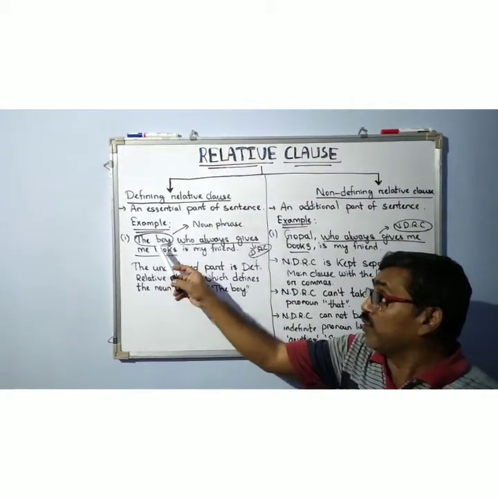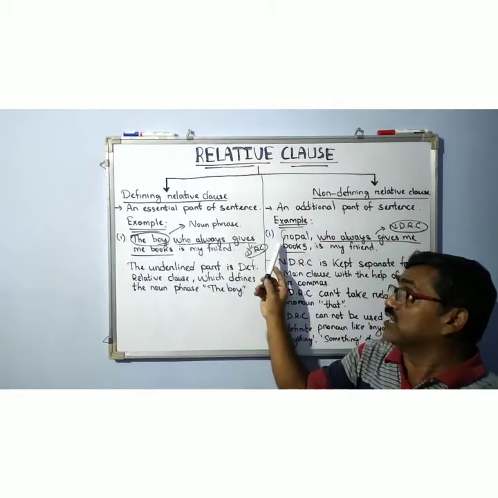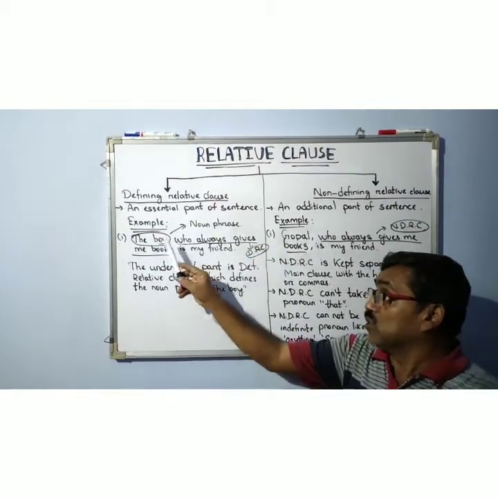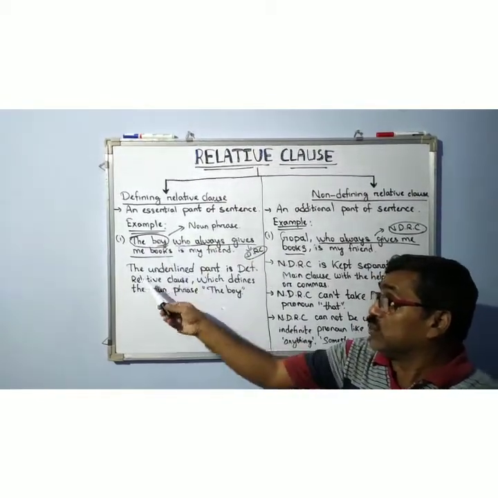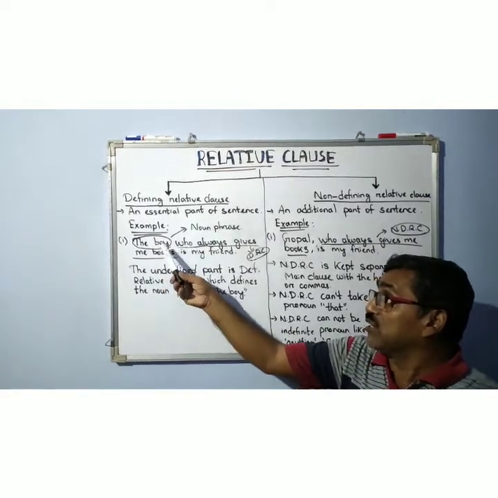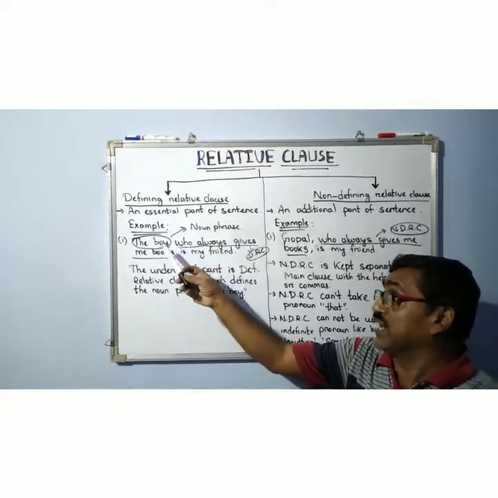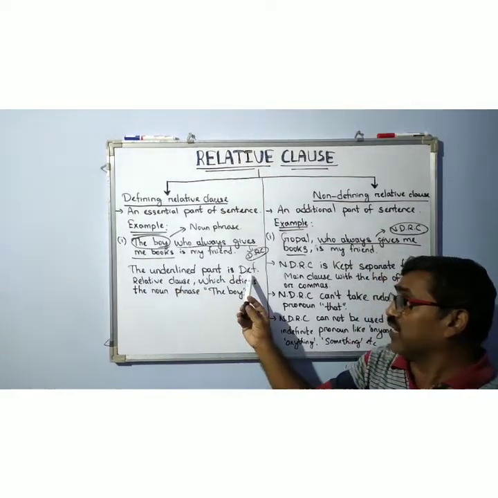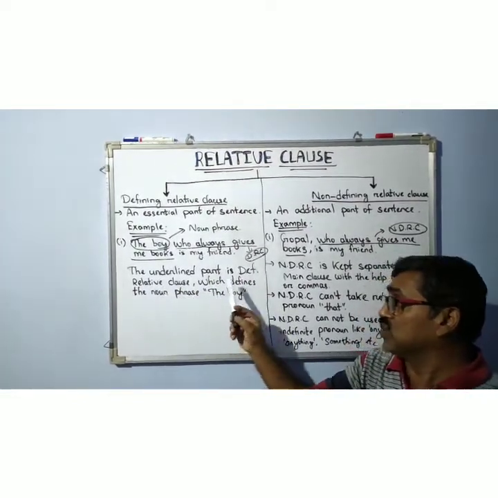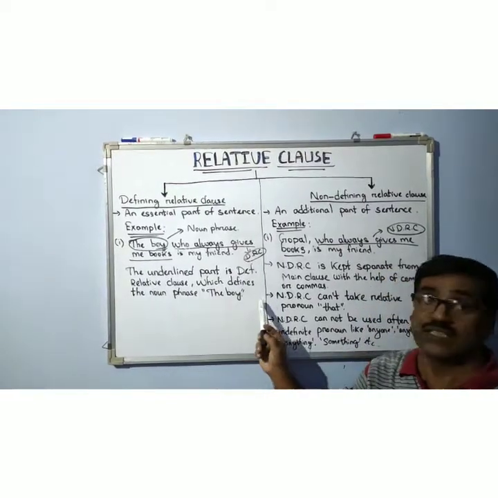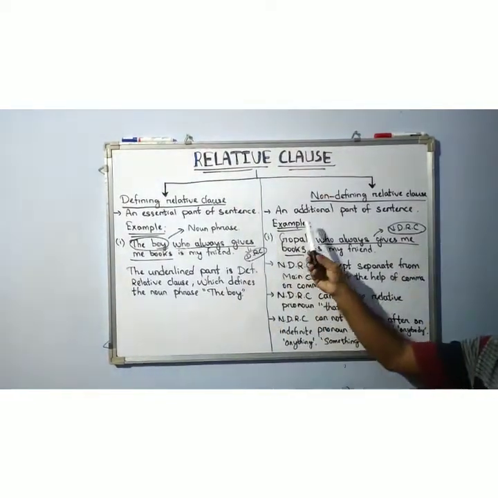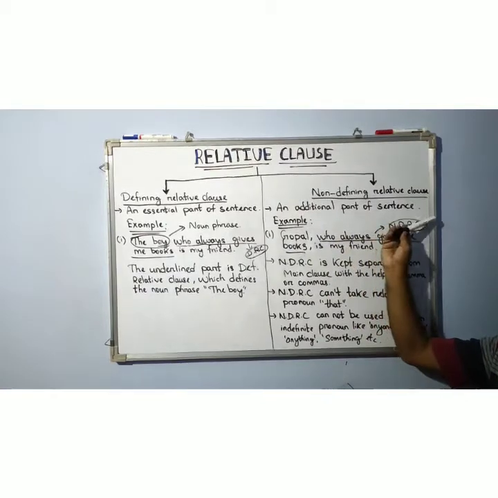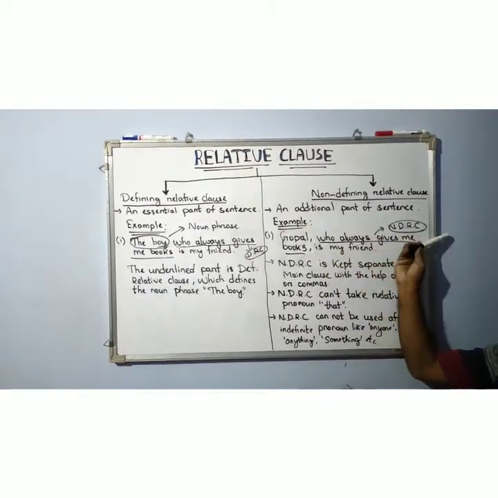So, who is the boy? Who always gives me books. So, here it has already been defined. So, it is an essential part of the sentence. The underlined part is a defining relative clause which defines the noun phrase the boy. Whereas, the non-defining relative clause is an additional part of the sentence.